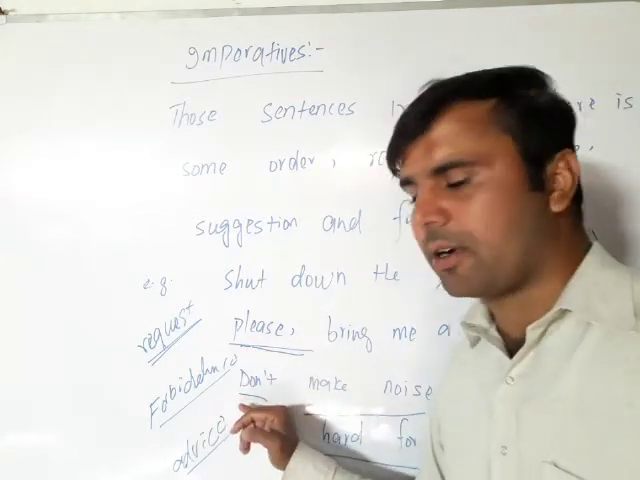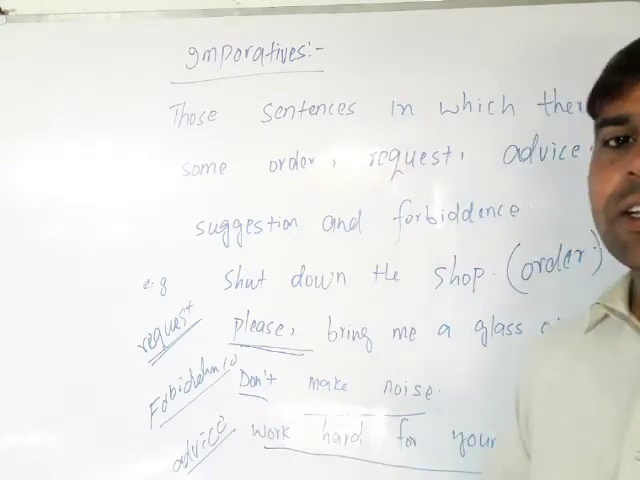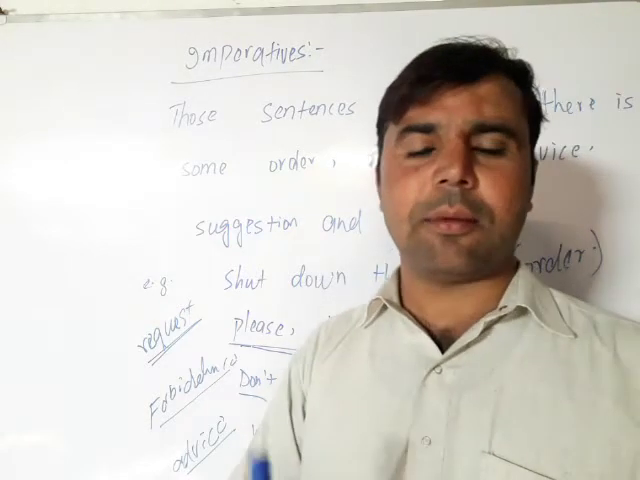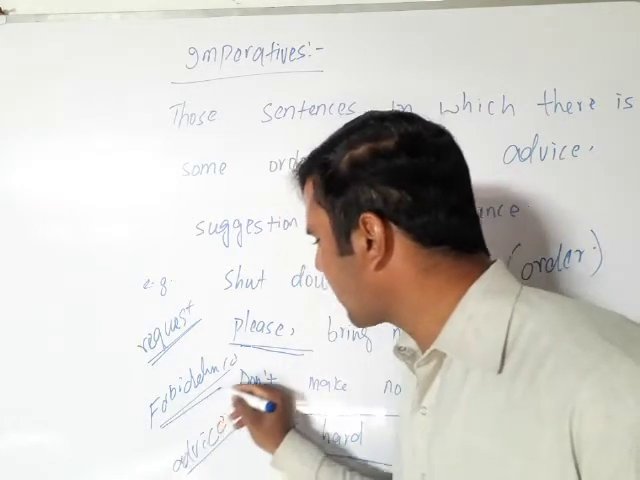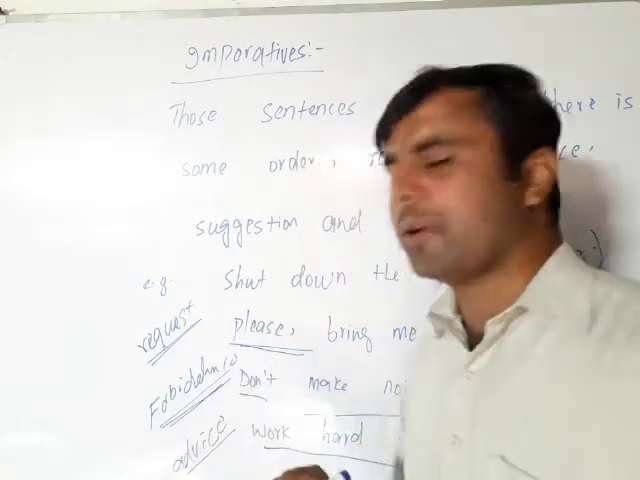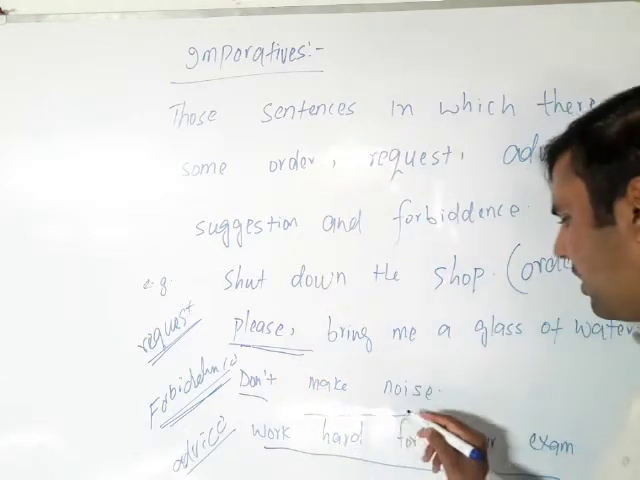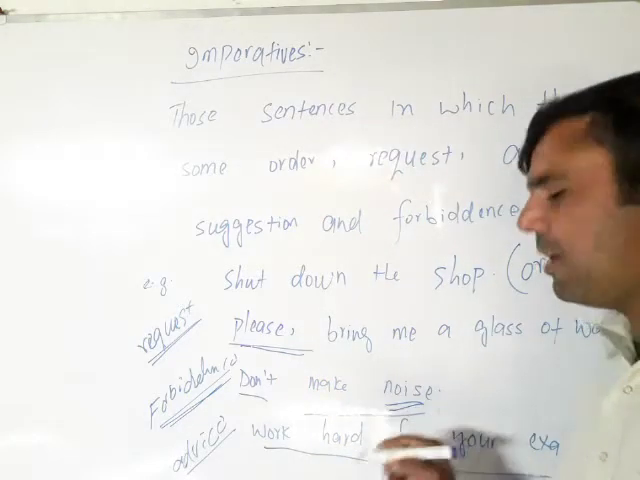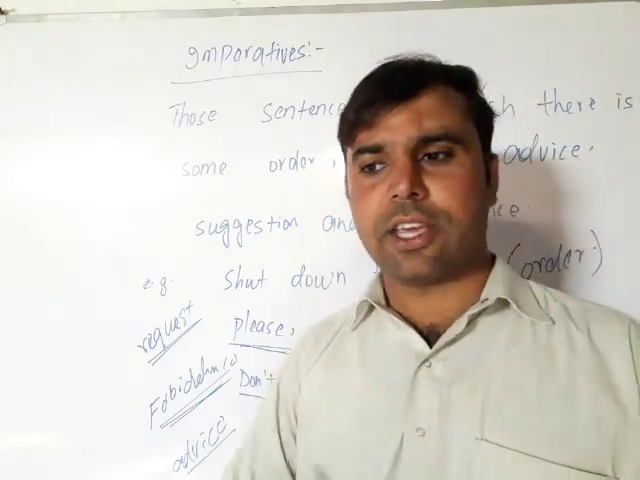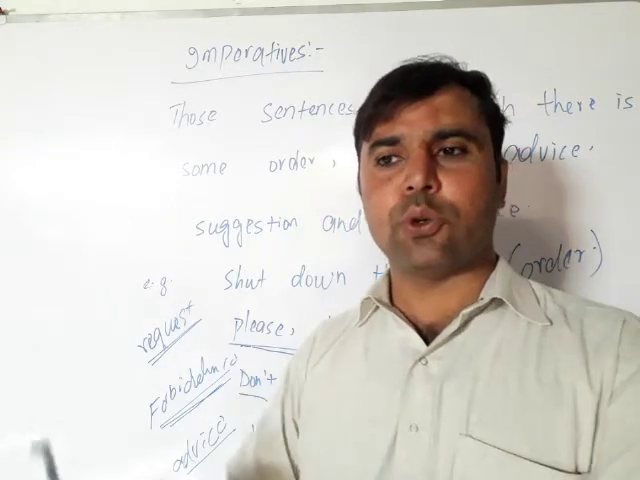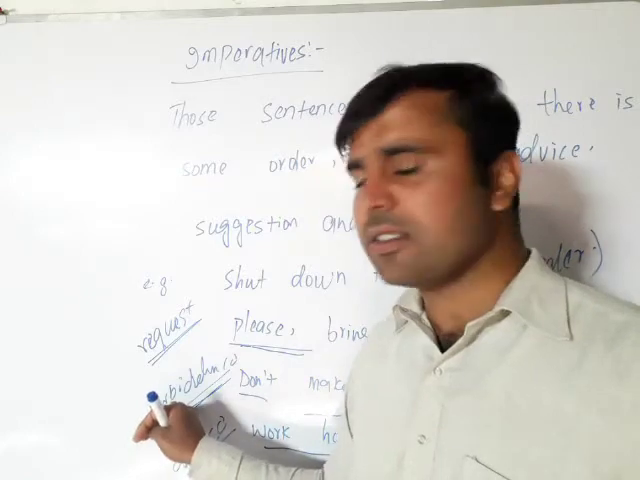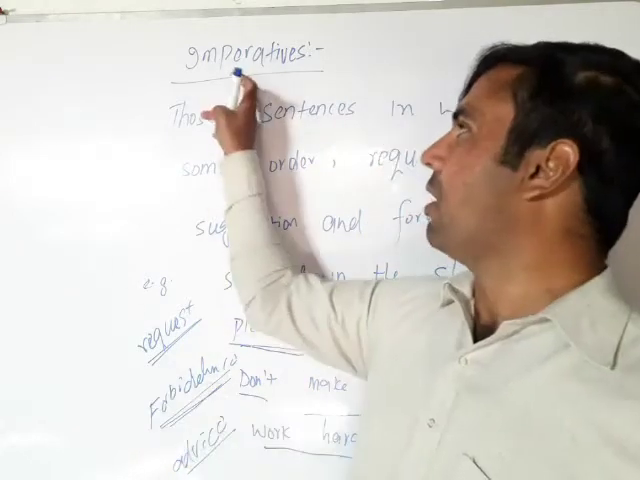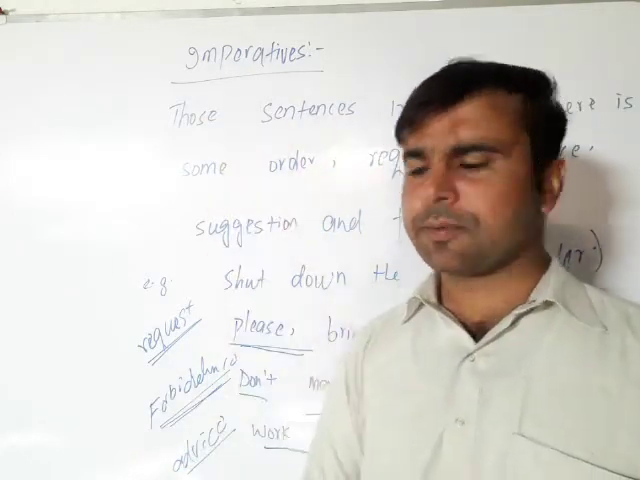Again, the other example, don't make noise. It again is an imperative sentence. Why? Because there is forbiddance of a work. The person is forbidding the other one to make noise. I mean, he is trying to tell the other person that you should not make noise. So there is forbiddance, and when we have forbiddance, we call it an imperative sentence.